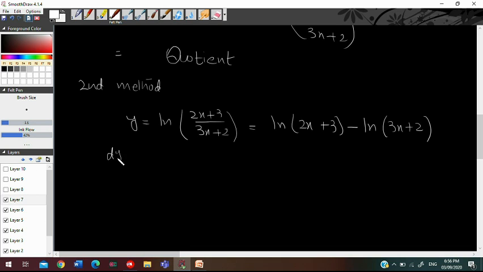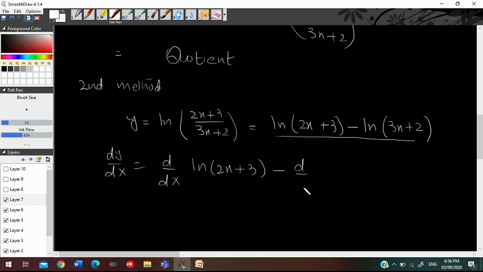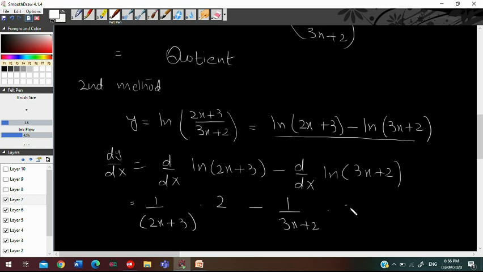dy by dx is equal to, on this part I apply the derivation, d by dx of log of (2x plus 3) minus d by dx of log of (3x plus 2). So 1 by (2x plus 3) into 2, and minus 1 by (3x plus 2) into 3. So this derivation is done, and you can see this is the simplest form.